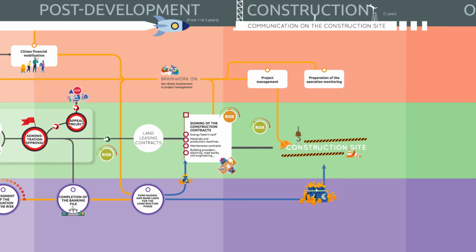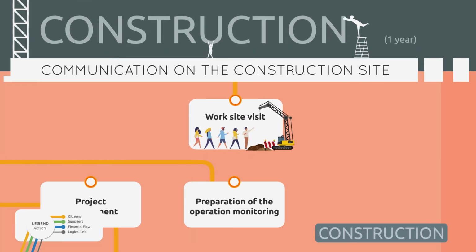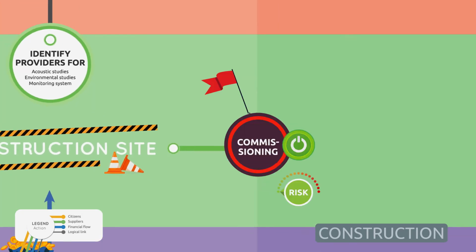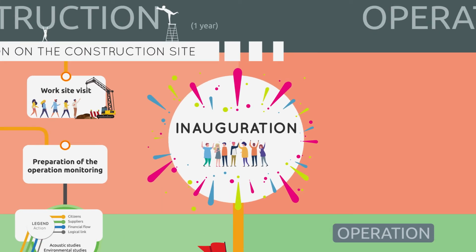This phase lasts for a year approximately but may vary due to unforeseen circumstances. During this phase, regular work visits often take place to ensure that the construction is going well. The community will have to identify providers for acoustic studies, environmental studies, and monitoring system. Once this is completed, you will be able to start commissioning. This marks the inauguration of the operation of your renewable project.